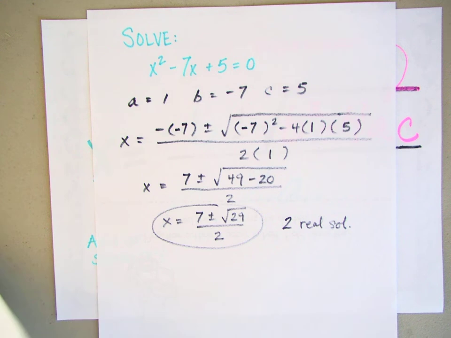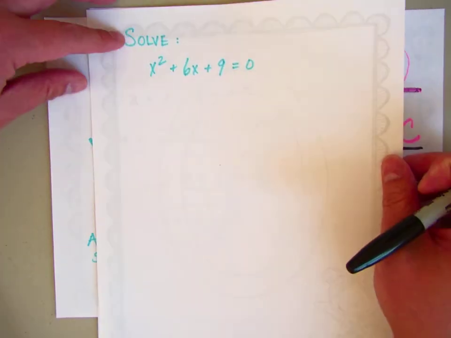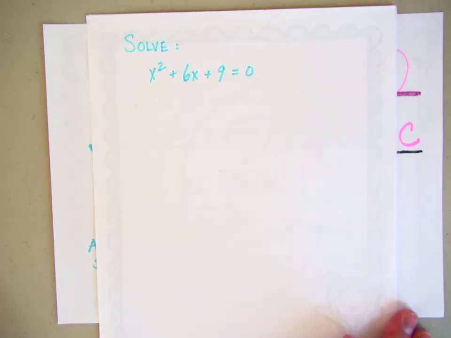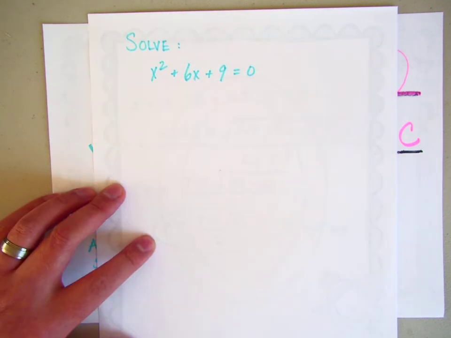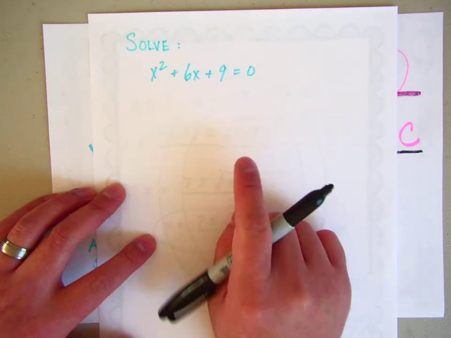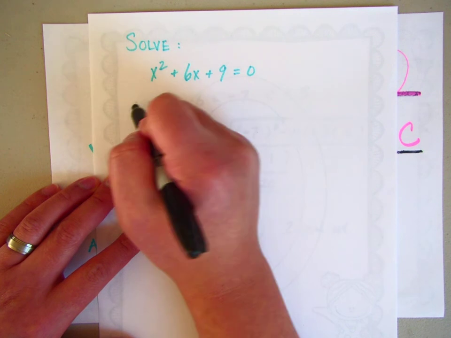All right, let's try another one. Now this one's actually a special case. You should definitely recognize this problem before we even go at it. This is actually a perfect square trinomial. So what's special about this here?